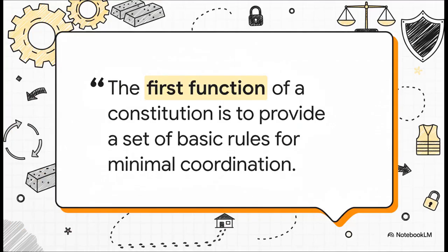So the first job of a constitution is to give us a set of basic rules. These rules allow for what's called minimal coordination. The key thing to get here is that these aren't just polite suggestions. They are the absolute ground rules that stop a society from spiraling into chaos. It's all about creating a little bit of security and predictability for everyone.